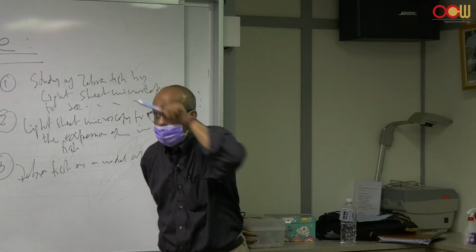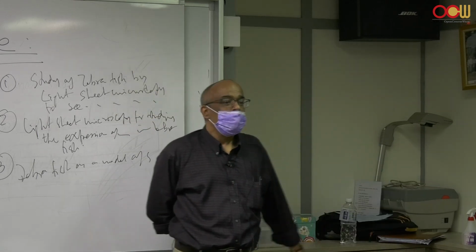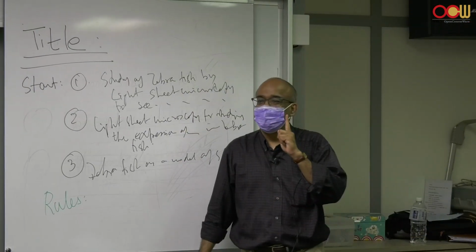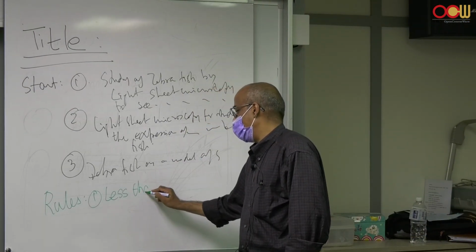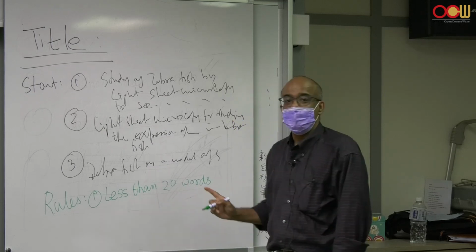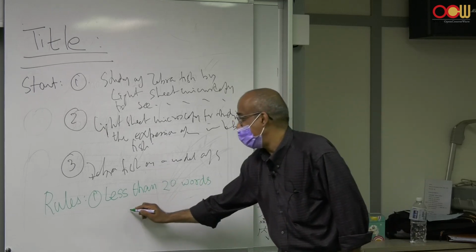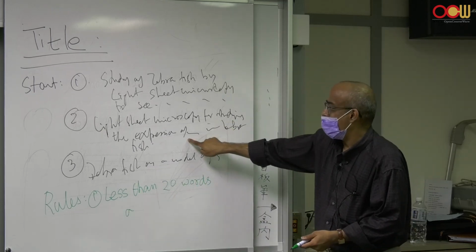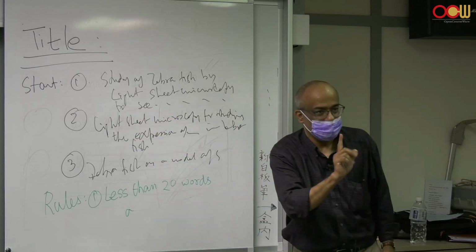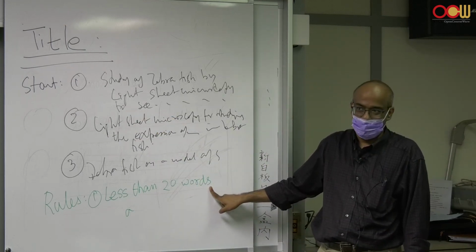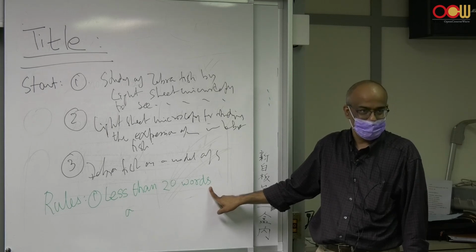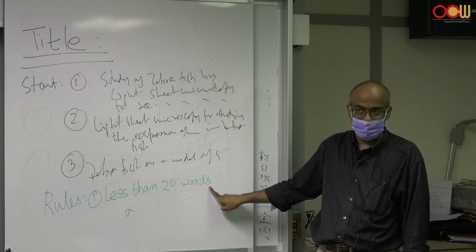Then the rules come in. Then I tell you the rules. Rule 1, less than 20 words. The paper title has to be less than 20 words. And let me define word. When you write a, for, in, of, to, they are words. So don't stretch it. Don't take it to 19. If you can finish it in 15, 16, better. So less than 20 words.